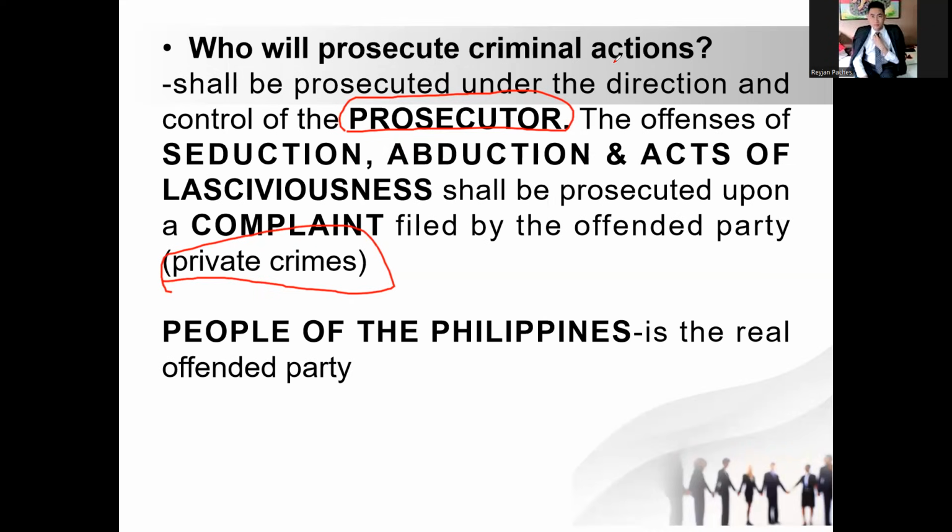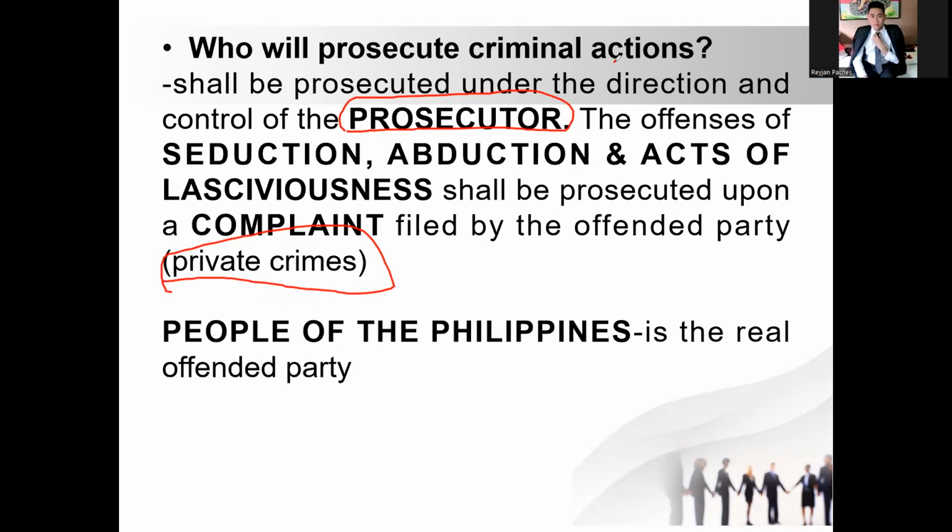So yun ang kaiba ng private crimes sa public crimes. Kaya palagi nating nakikita, bakit kaya hindi natin nakikita, class, ang pangalan ng biktima in any criminal cases? Or in the complaint or information, nakalagay lang doon, People of the Philippines versus Juan de la Cruz. Ibig sabihin si Juan de la Cruz yung accused. Pero bakit kaya hindi nilalagay ang pangalan ng biktima? Ang nilalagay dyan, class, is the name of the people of the Philippines.